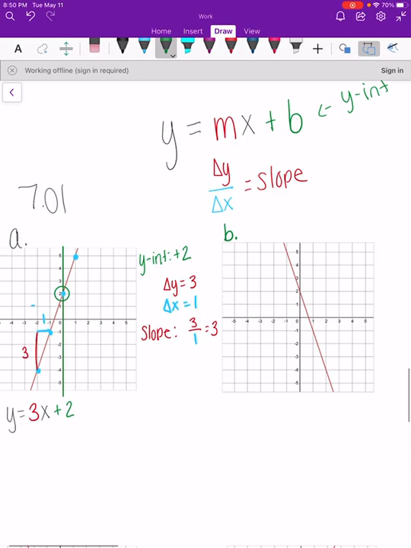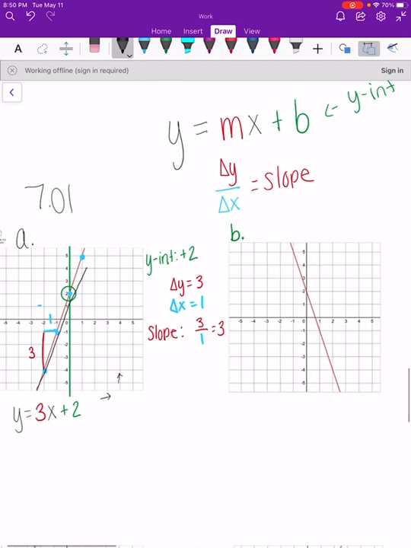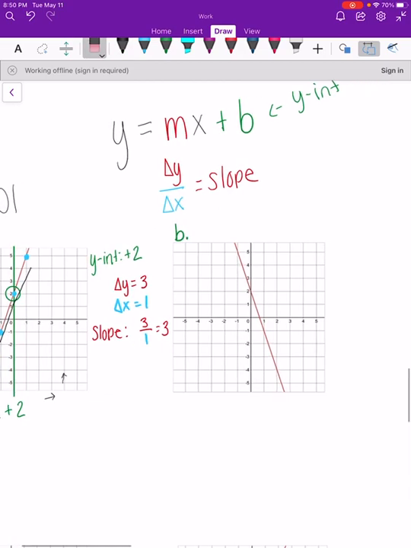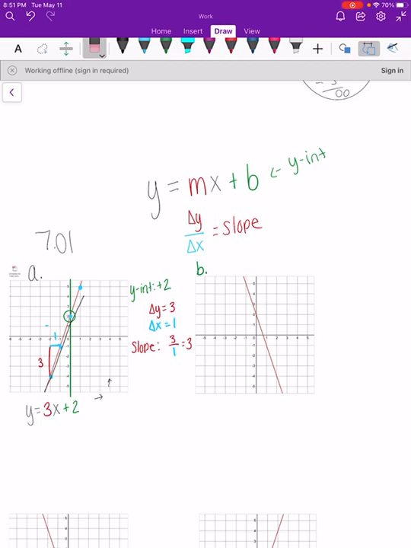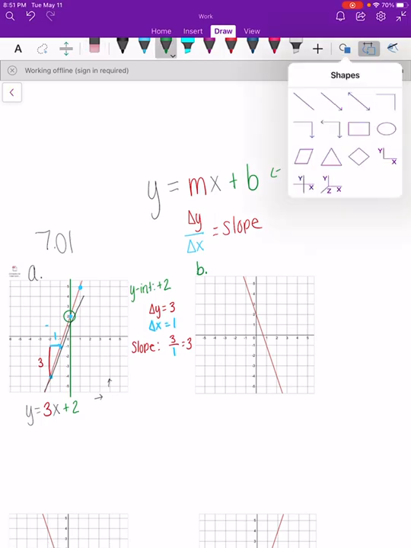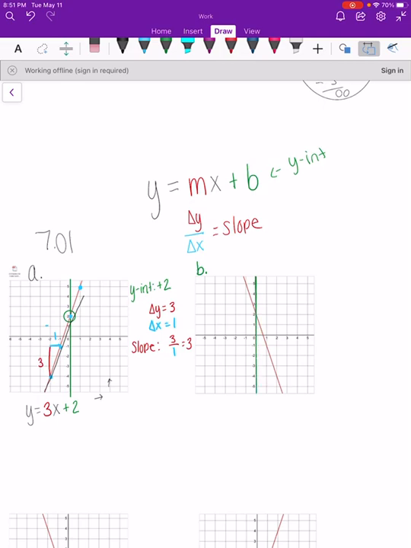And this one's a little bit trickier. If you notice, the first one we did is going up and to the right. As we move right, we're going up. This time, as we're going to the right, the line is going down. So this is going to be a negative slope. We'll talk about that in a second. So again, let's find our y-intercept. It crosses this green line, and it looks like it crosses right here at 2. So our y-intercept is positive 2.